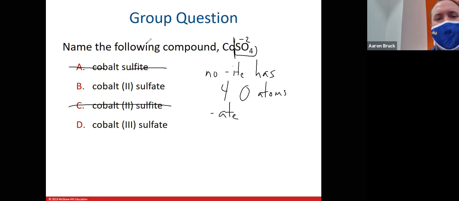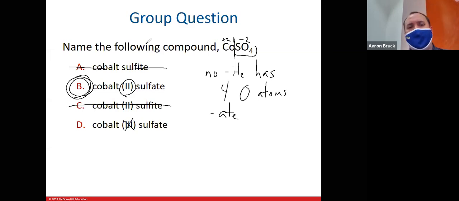If the sulfate is -2 in charge, that means the cobalt has to be +2 in charge since they're in a 1-to-1 ratio. So cobalt(II) sulfate has to be the correct answer. It can't be +3 because the sulfate's not -3. If it were, we would see more subscripts to balance out those charges.